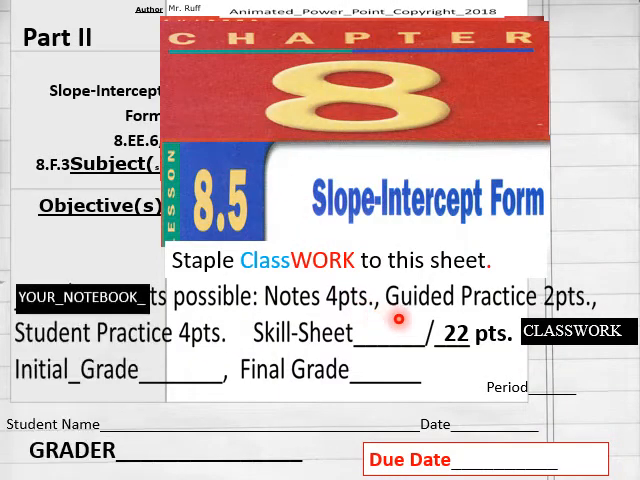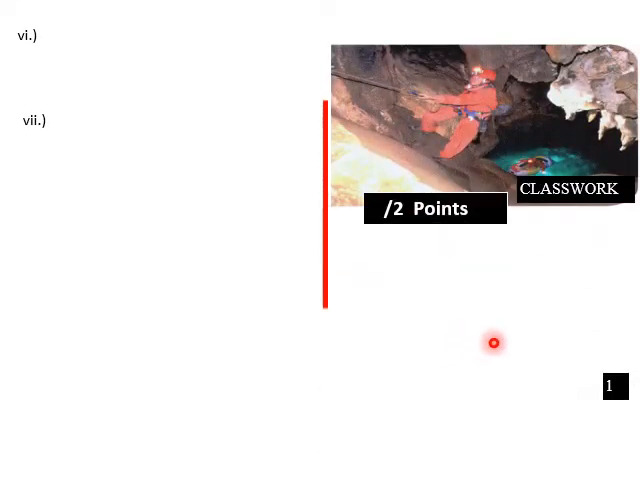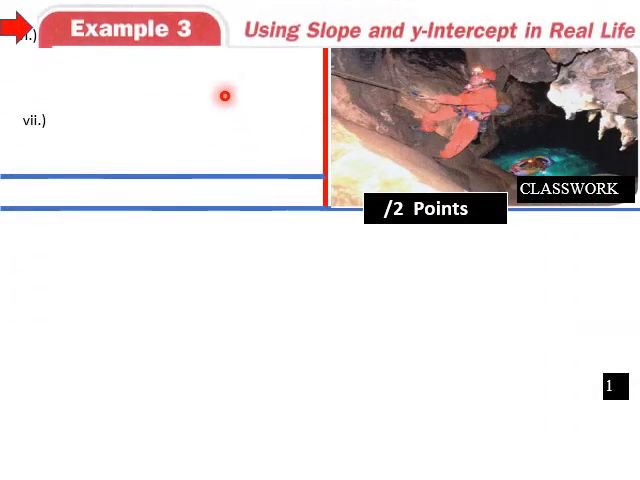Okay, 8.5 part 2 classwork today, 22 points on your classwork sheet. Have that out in front of you now. Students, put your name, date, period here on your tablet, your phone, your Chromebook, your computer. And slope intercept form part 2 classwork 2. Okay, let's go right into page 1 of today's classwork.